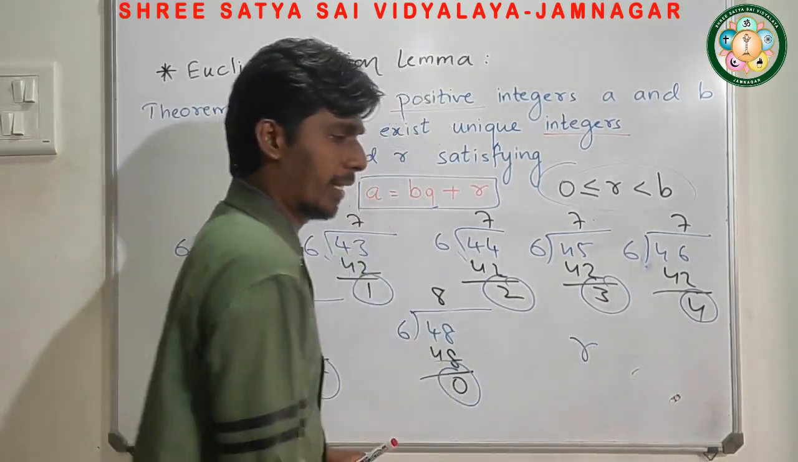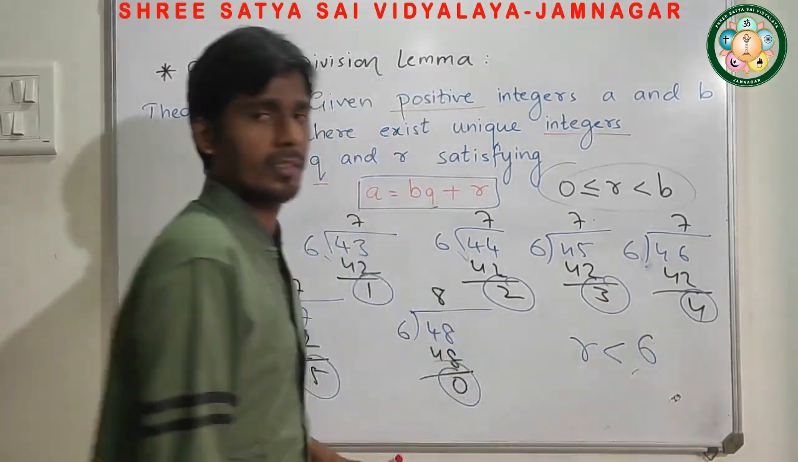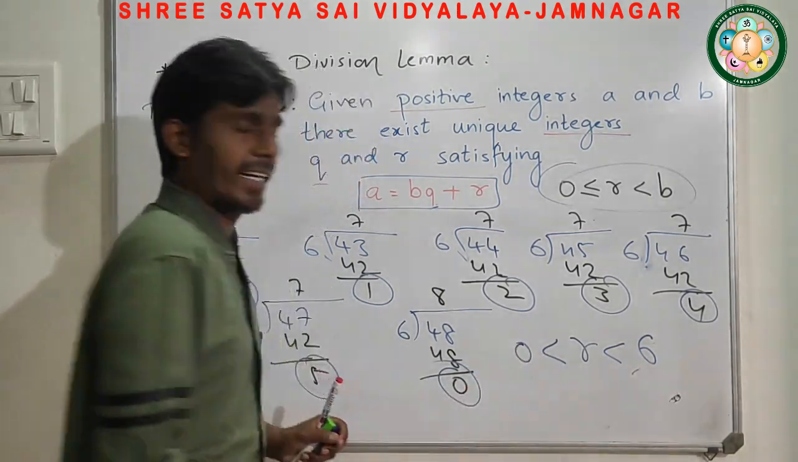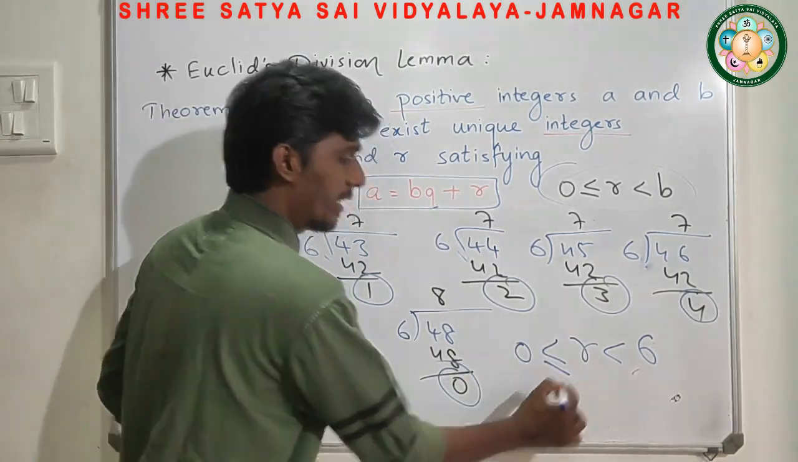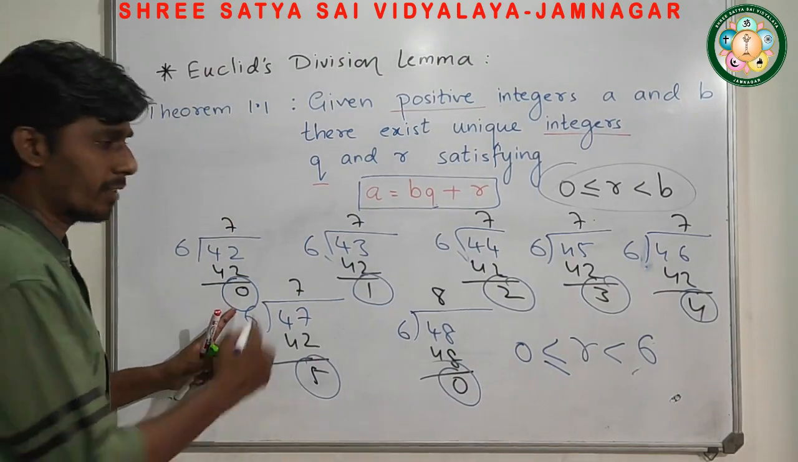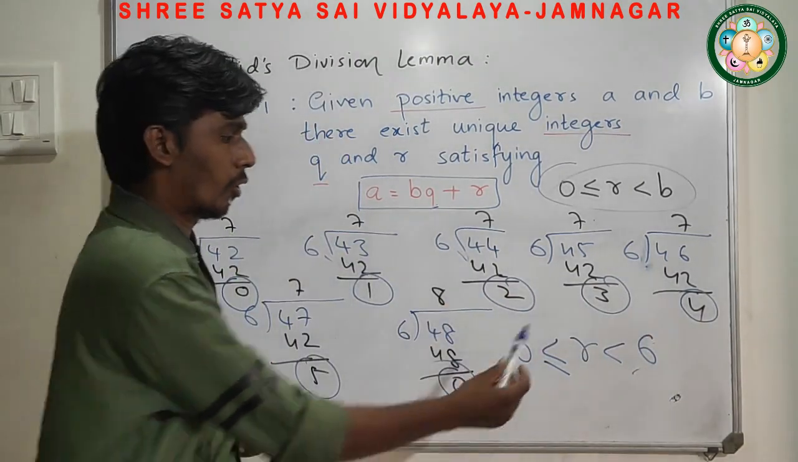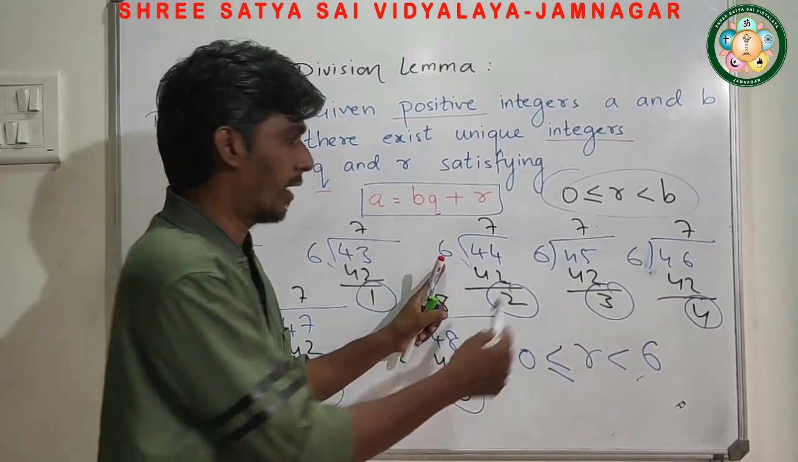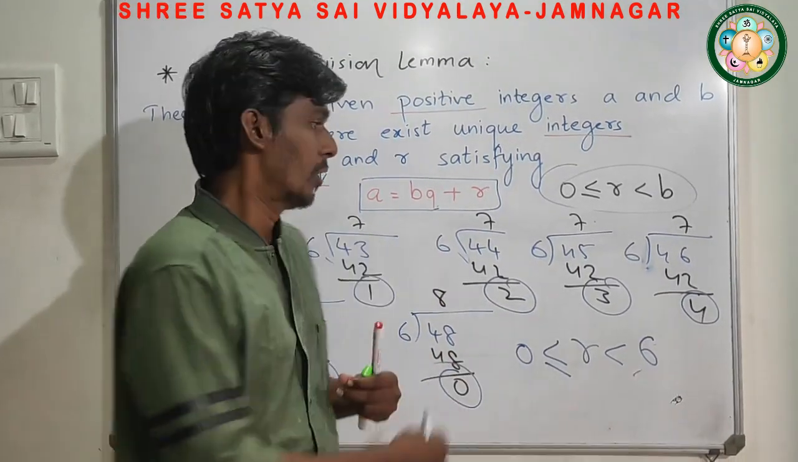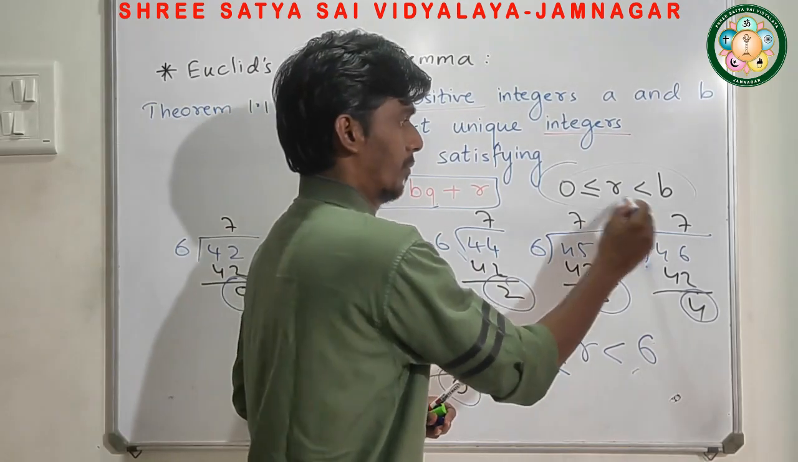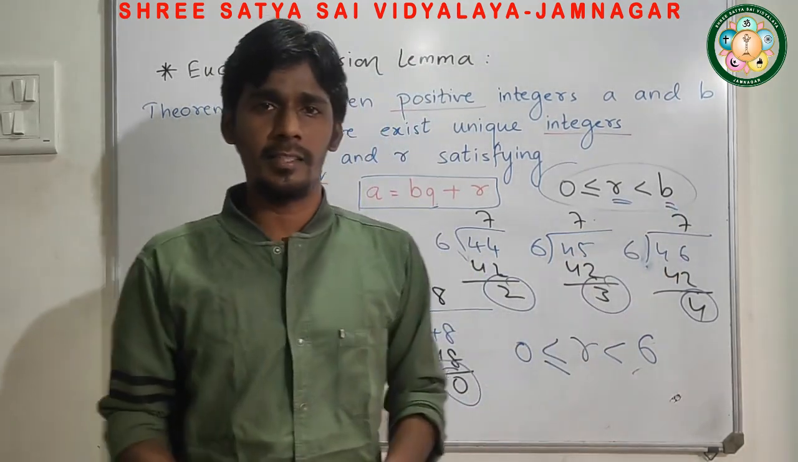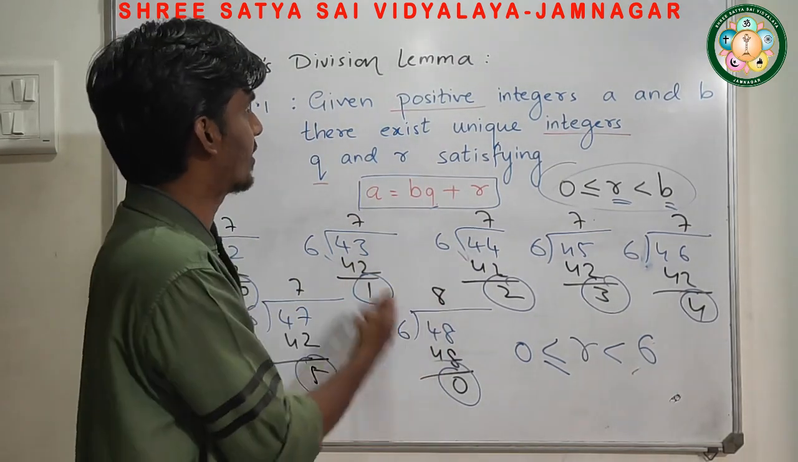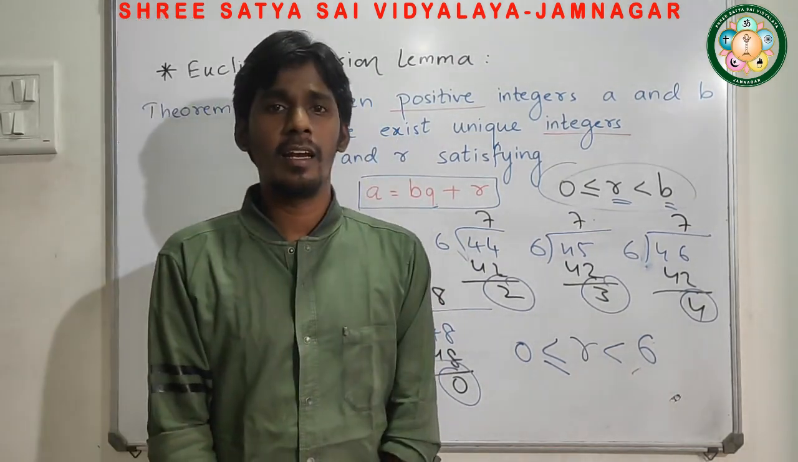All the remainders we found here are less than 6, and they are greater than or equal to 0. So the remainder will always be smaller than the divisor, or equal to 0. So this is the relation between remainder and divisor. This is the way we can understand the Euclid division lemma.